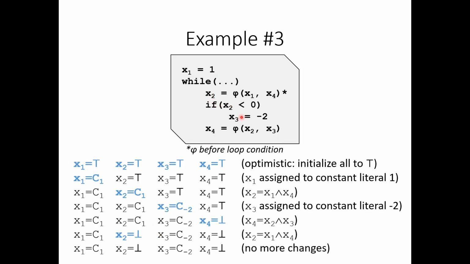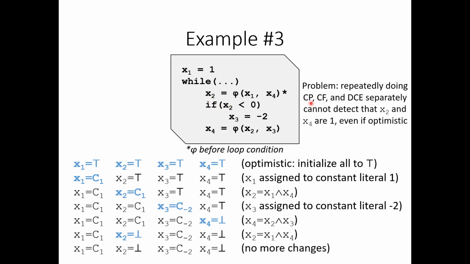And no matter how much I repeat constant propagation, constant folding, dead code elimination separately, I cannot detect that x2 and x4 are 1, even if I am being optimistic. Is this clear? What's the problem? Why am I unable to detect that x2 and x4 are constant by repeatedly applying constant propagation, constant folding, dead code elimination?